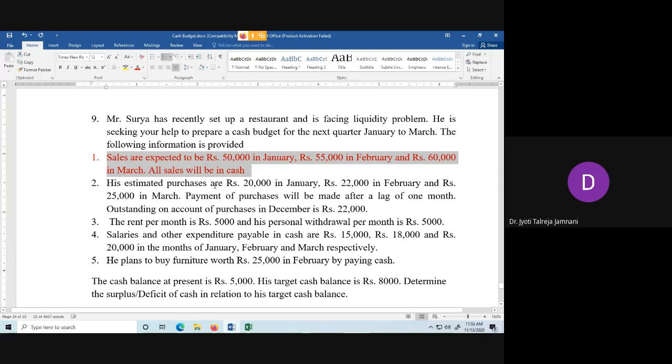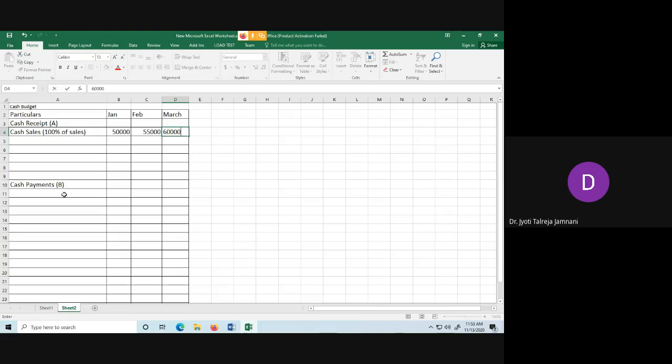His estimated purchases are rupees 20,000 in Jan, 22 in Feb, 25 in March. Payment of purchases will be made after a lag of 1 month. Outstanding on account of purchase in December is 22,000. So we are going to pay purchases after 1 month. So we are going to delay it by 1 month. You write payment of purchases (1 month delay). So 1 month.